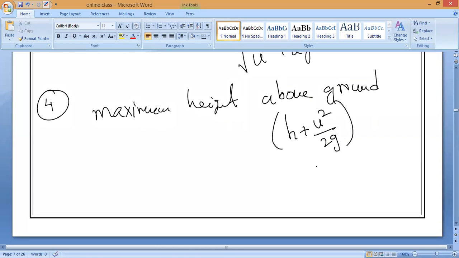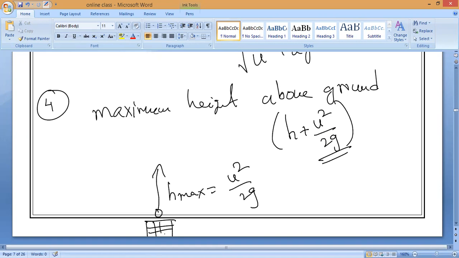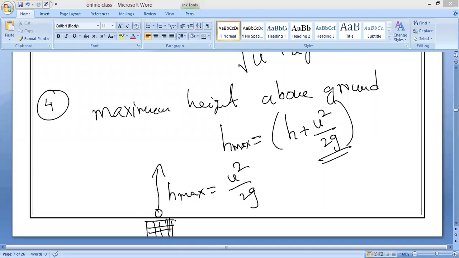But this formula is not new for us. Basically, if the ball is thrown upwards, what is the maximum height formula? Hmax is equal to u square by 2g. We are just adding the height of the tower, H. So the maximum height reached from the top of the tower is H plus u square by 2g. Is it okay, guys? That's all.